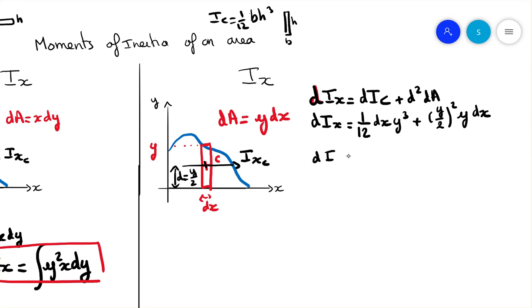So dIx is equal to 1/12 times y cube dx, plus this is 1/4 of y cube dx. So dIx is equal to 1/12 plus 1/4. It's equal to 1/12 plus 3/12. It's equal to 4/12.